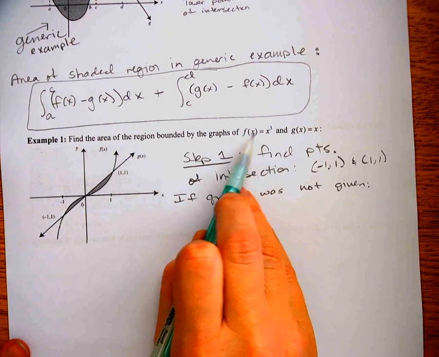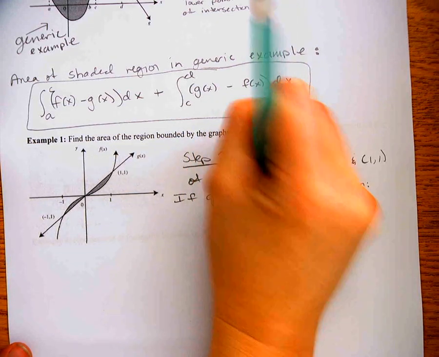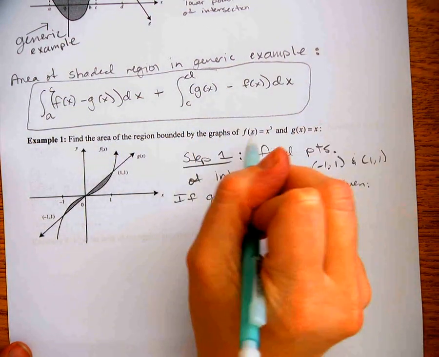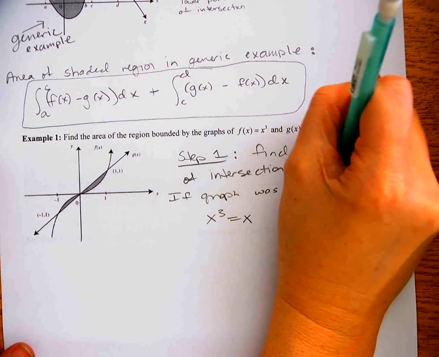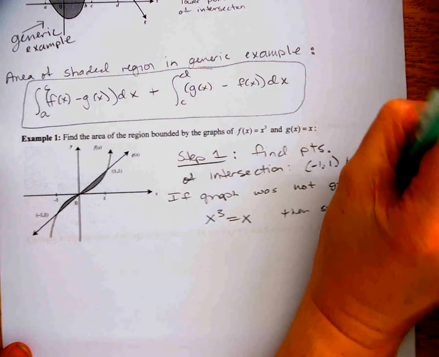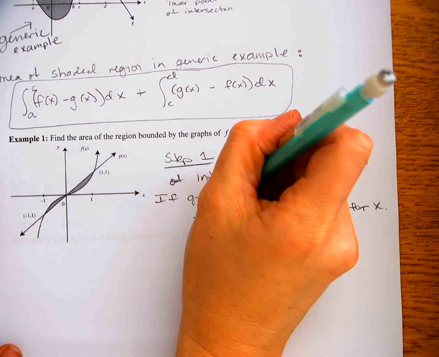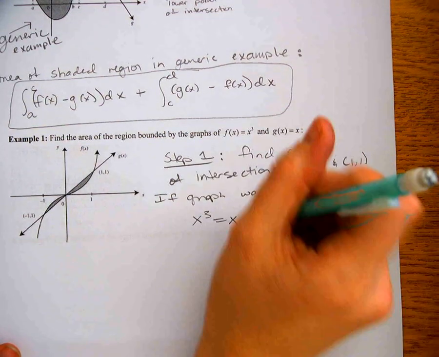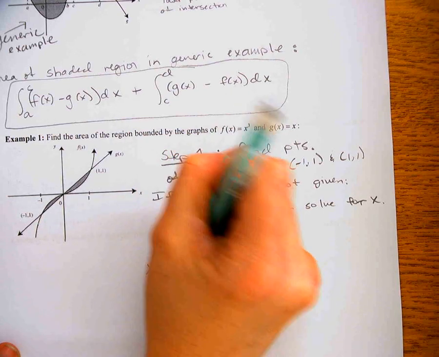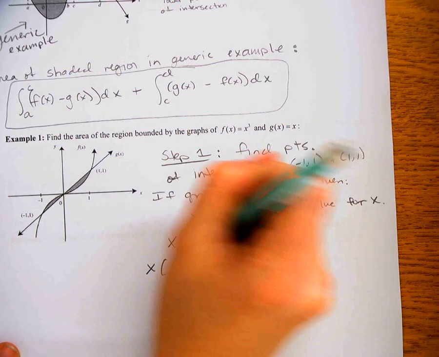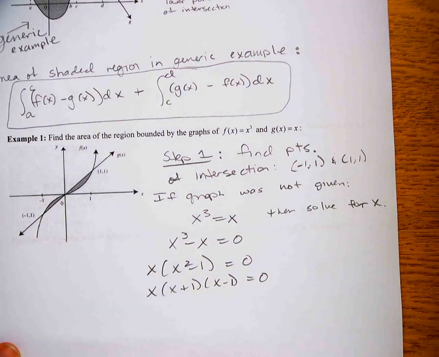But if this wasn't given, then what we would do is basically set each function equal to each other and solve for x. So this is how you find points of intersection: you set f of x equal to g of x and solve for x. So here's where all that algebra is super necessary, knowing how to solve for x. Because I have x cubed, I can't just divide x's out. I have to subtract the x over, factor out an x, and then I have a difference of squares right here. So we're going to be doing lots of factoring and stuff like that.